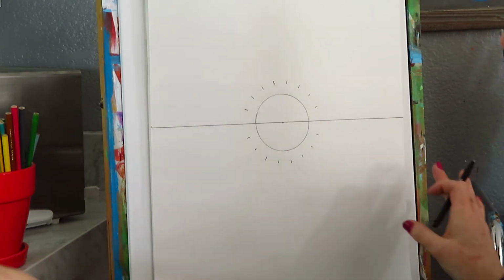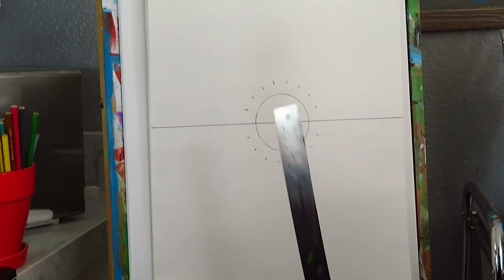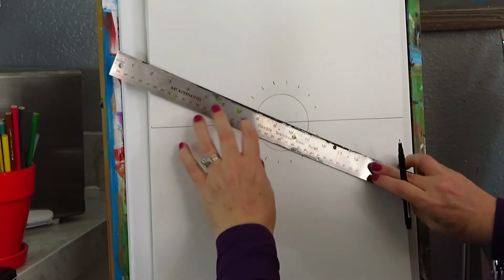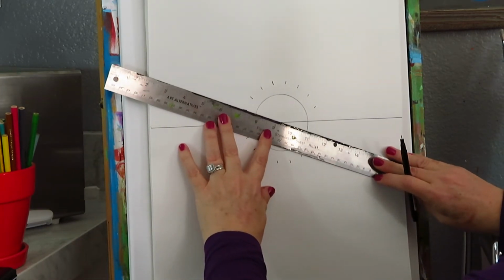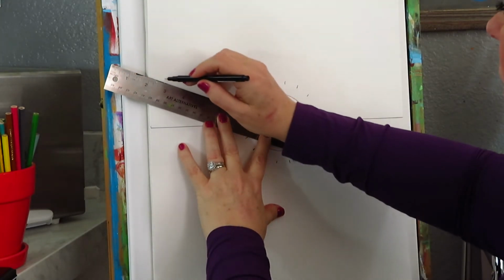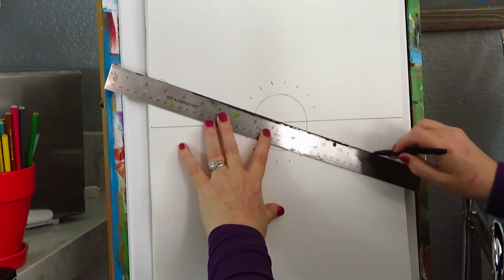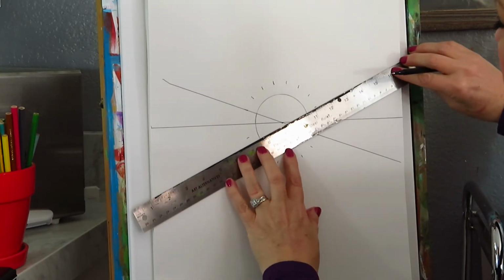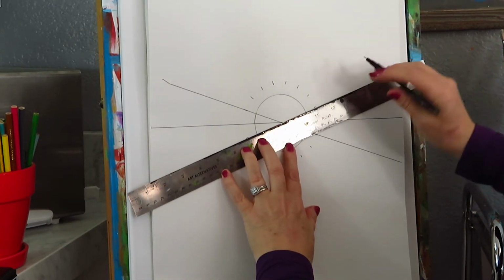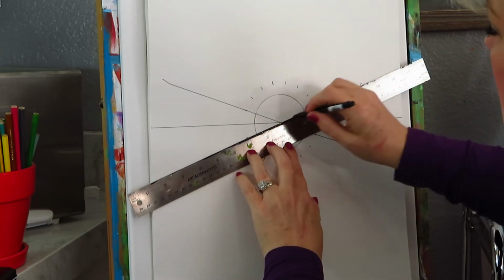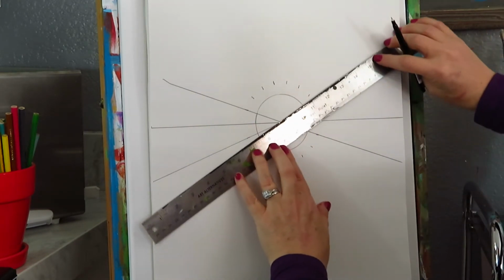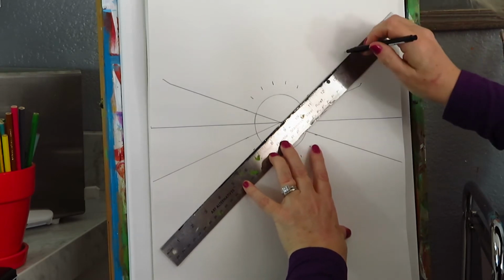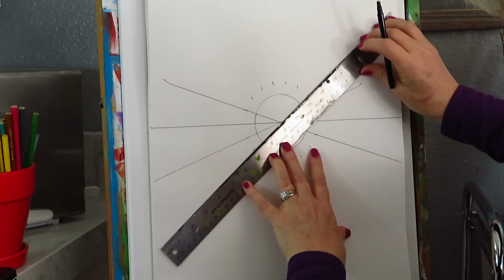But let me show you what's going to happen here now that we take our ruler. So we're going to put our ruler across these, and we're creating these lines that will make our mandala. And then we will add more circles.